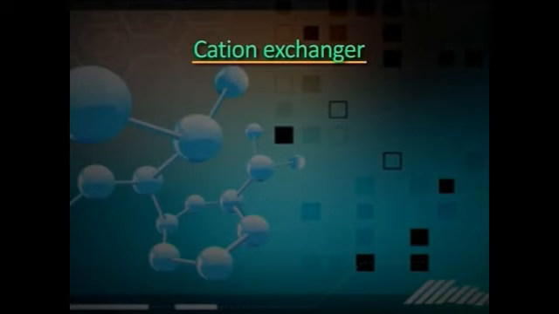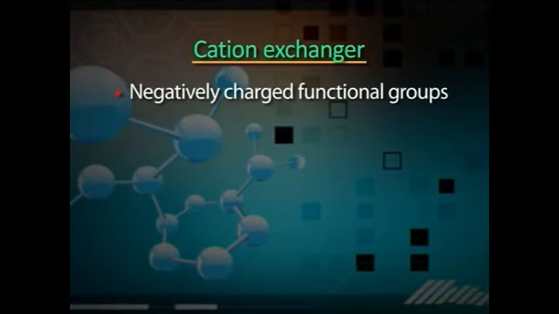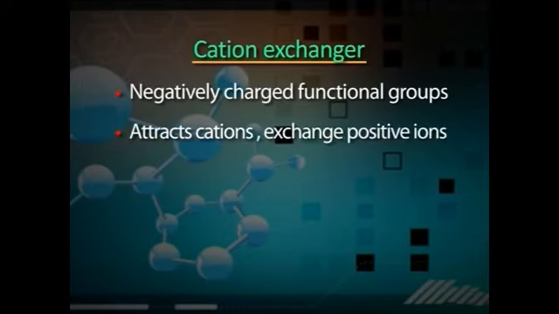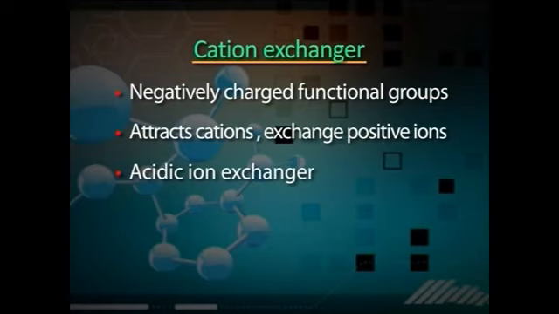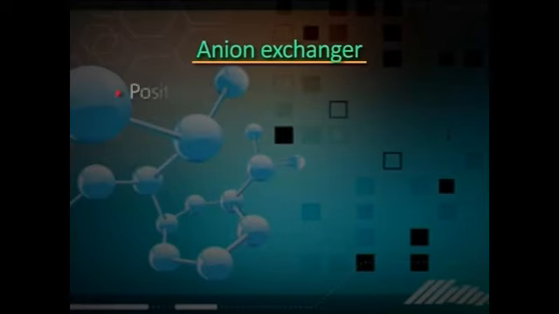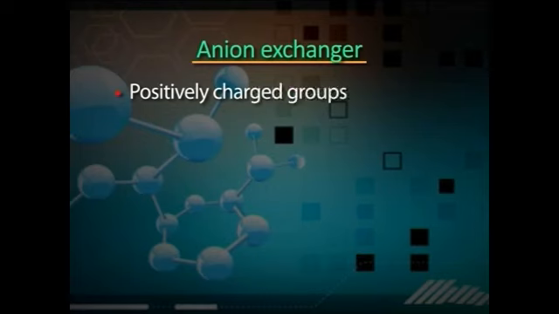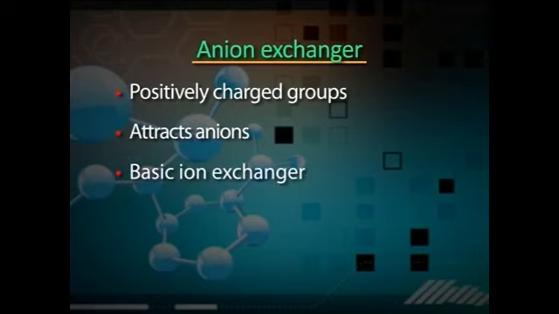The difference between anion and cation exchangers are: cation exchangers have negatively charged functional groups, attract cations, exchange positive ions, also called acidic ion exchanger. Example is CM cellulose. Anion exchangers have positively charged groups, attract anions, and are also called basic ion exchanger. Example is DEAE cellulose.